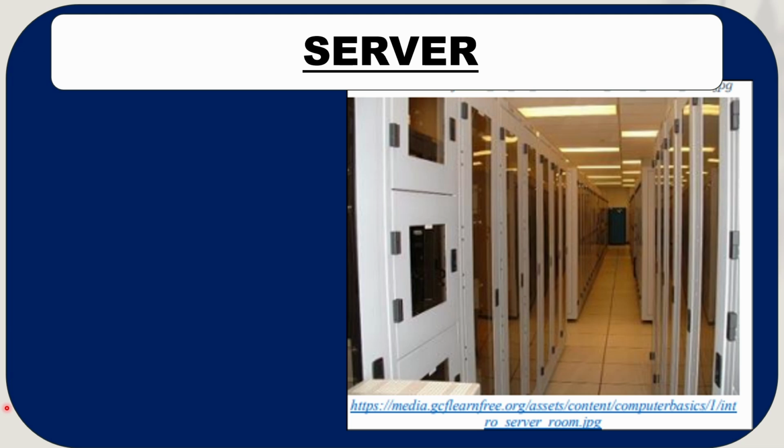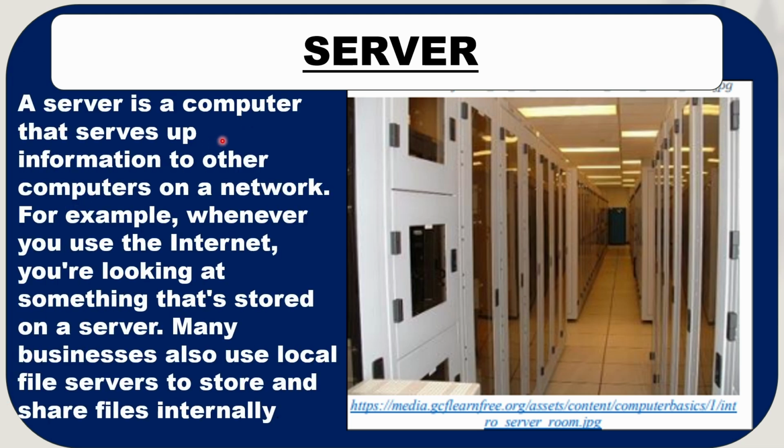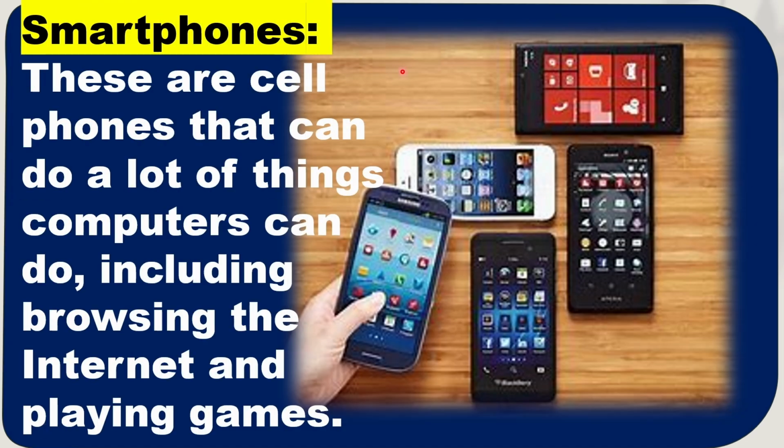We have server. A server is a computer that serves up information to other computers on a network. For example, whenever you use the internet, you are looking at something that is stored on a server. Many businesses also use local file servers to store and share files internally. Next, let's have smartphones. These are cell phones that can do a lot of things computers can do, including browsing the internet and playing games.